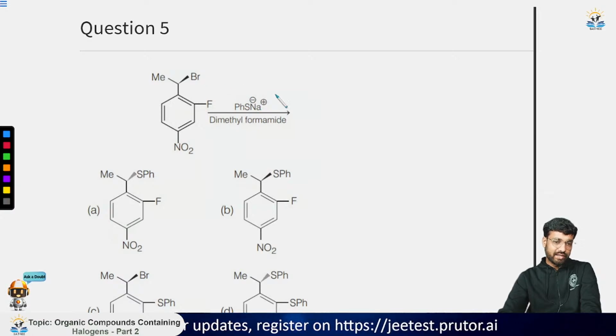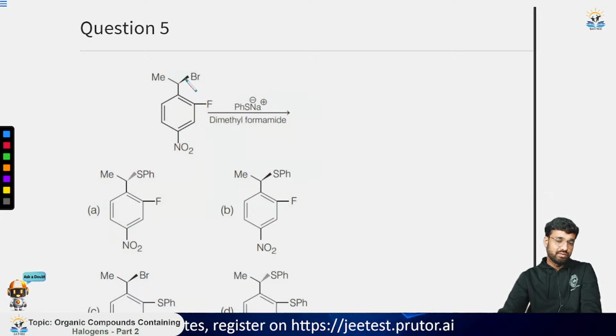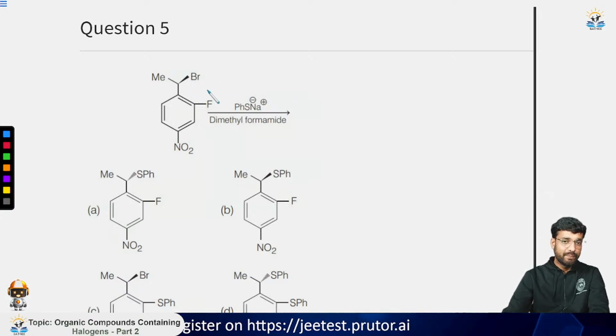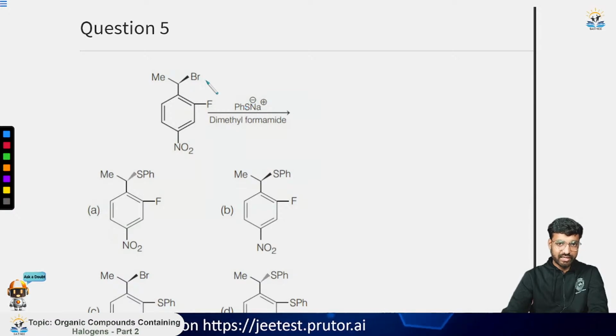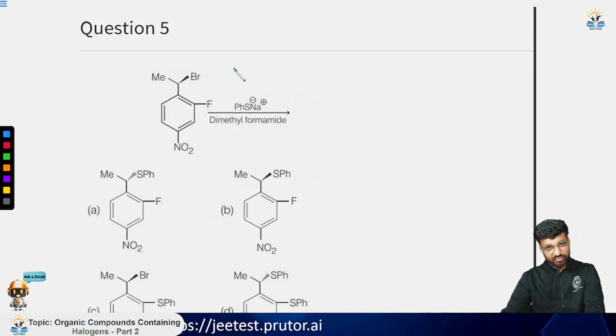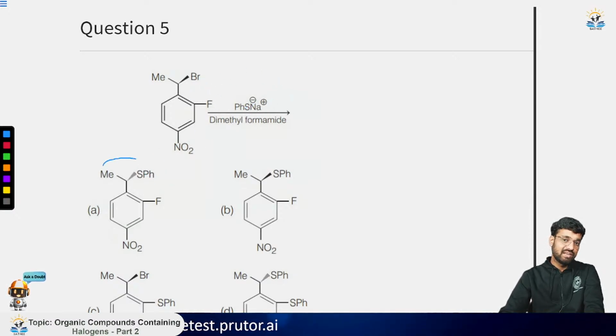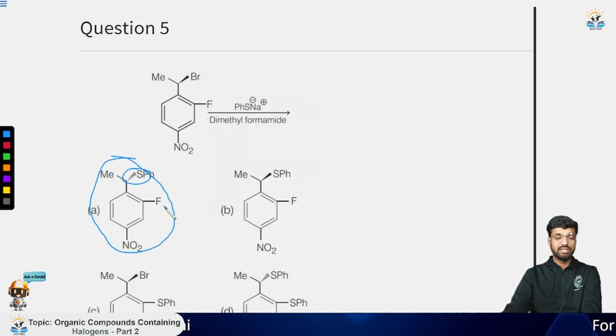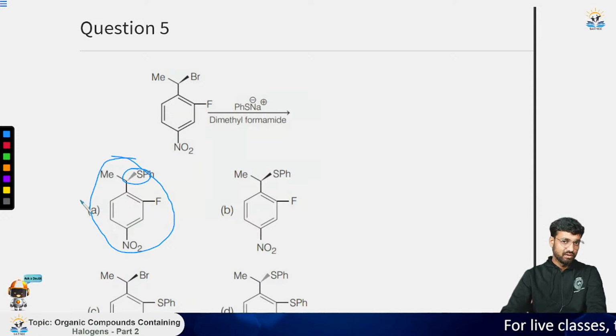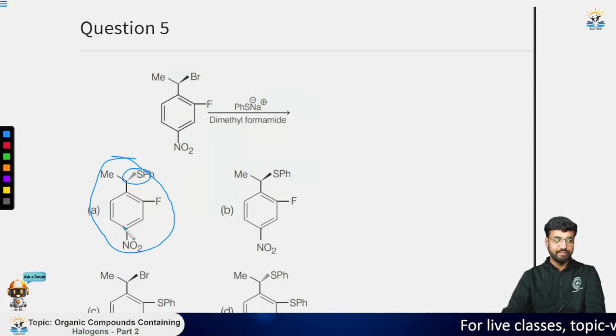So if we take the inversion case, it will be inverted. Since this Br is present on the upside, and as there is a steric hindrance, it will attack from the opposite side, that is the downside, and we will get this kind of inverted product. SPh is on the dash, so this is the final product that we have here.